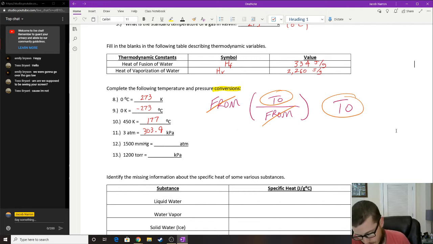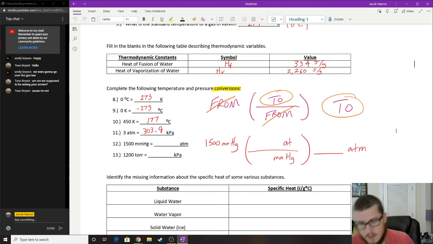So let's take a look at number 12. 1500 mmHg, which really means millimeters of mercury. So we have 1500 millimeters of mercury, and I'm trying to get to atmospheres. Same thing as before. Millimeters of mercury is going to go on the bottom because I'm going to want to cancel that in a moment. Atmospheres is what I'm trying to get to, so that's going to go above the fraction.